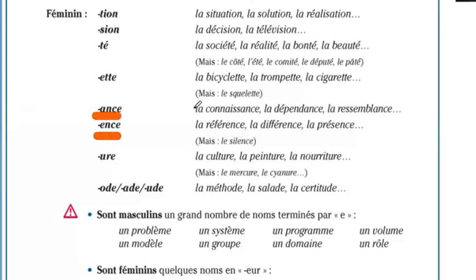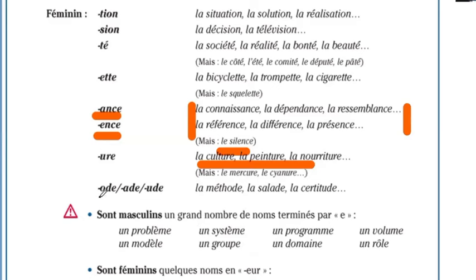Another form is -ance and -ence, A-N-C-E, E-N-C-E, and you have quite a lot of examples: la connaissance, la dépendance, la ressemblance, la référence, la différence, la présence. These are feminine. However, there is the exception of silence: le silence, quietness. Now, when words end in -ure, for example la couture, la peinture, la nourriture, they also tend to be feminine.